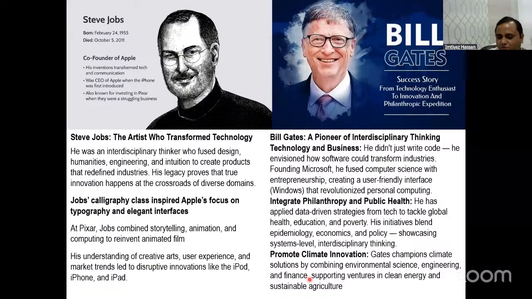Also, the two guys you are all much familiar with. Steve Jobs was an artist who transformed technology. He was an interdisciplinary thinker who fused design, humanities, engineering, and intuition to create products that redefined industries. Bill Gates was also another great example. He pioneered interdisciplinary thinking in technology as a businessman.